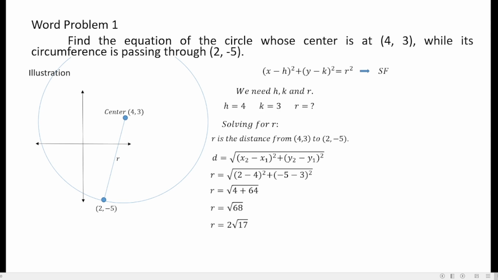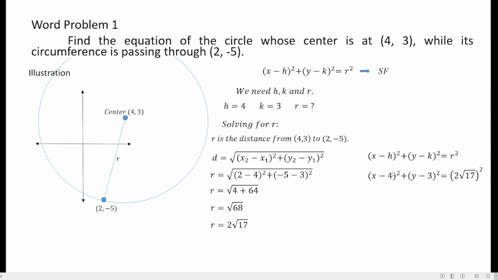Now we have completed all three requirements, h, k, and r. From here, you can now use the standard form of equation to obtain the general form of equation. Always remember that if you are trying to get the general form of equation, you must have the standard form of equation first, and then do the algebra, then obtain the general equation. So just substitute the values by then.